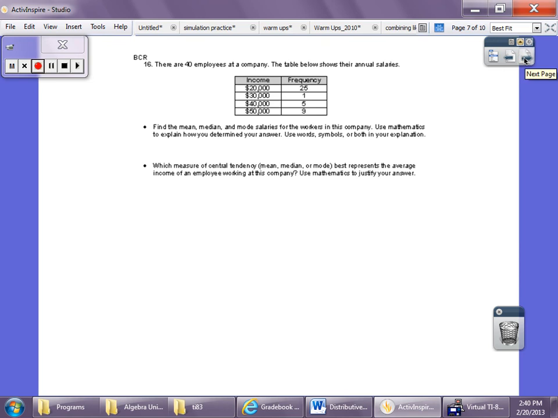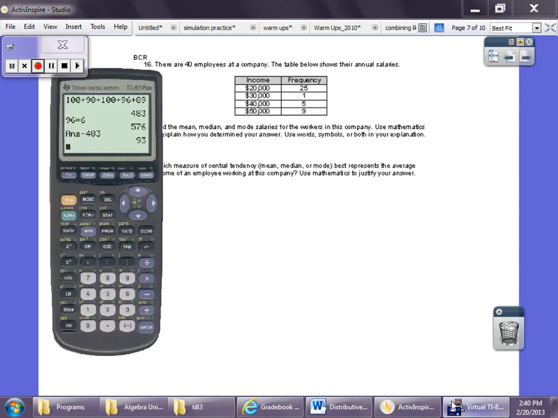And 16, there's 40 employees at a company. The table shows their annual salaries. Find the mean, median, and mode, and use math to explain how you determined your answer. So I'll do this one right here. So we can go to stat, edit. I'm going to clear my list. So second plus 712. Set my memory, stat, edit.